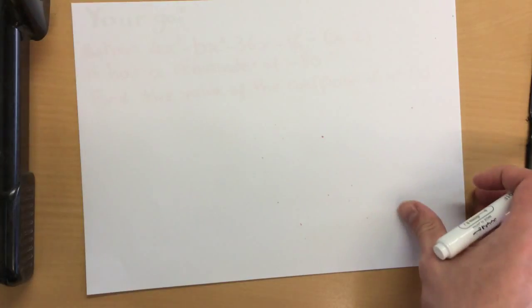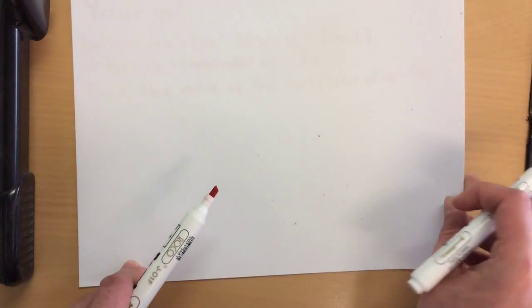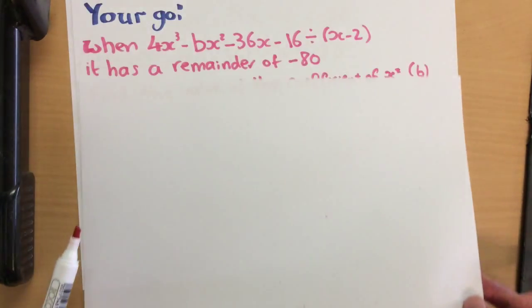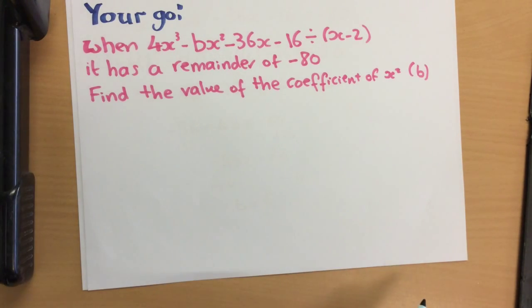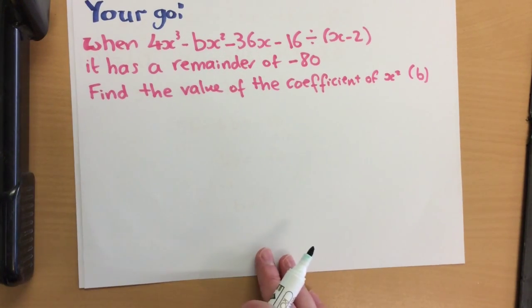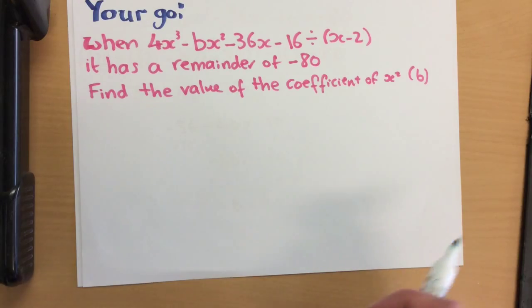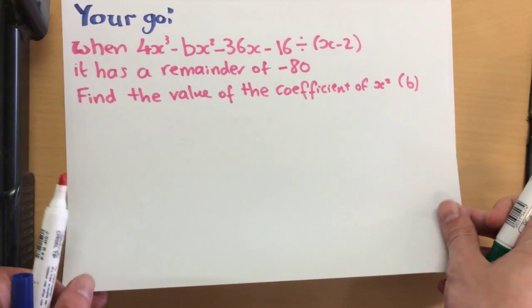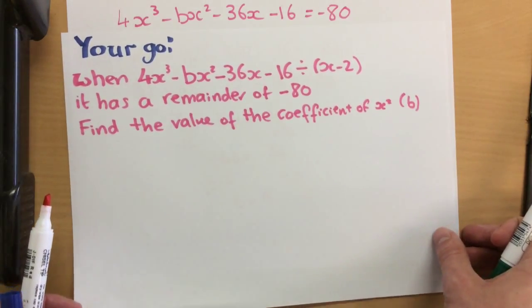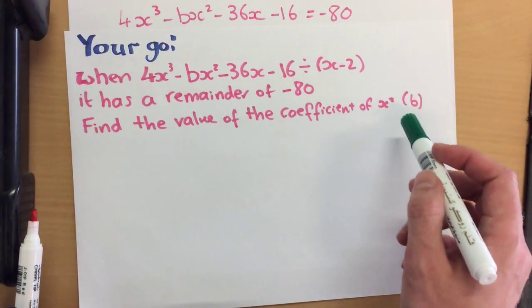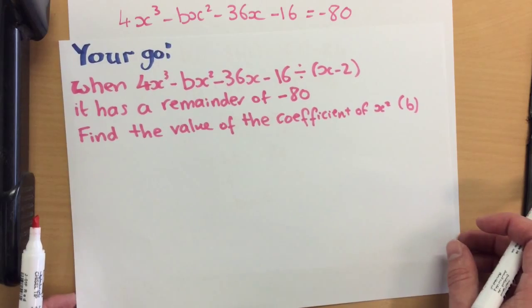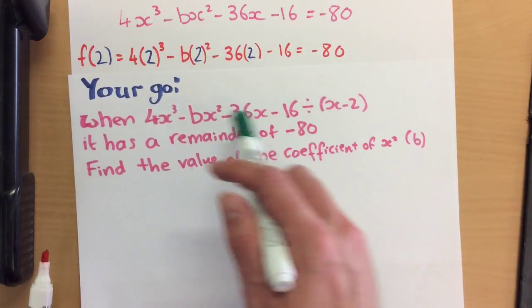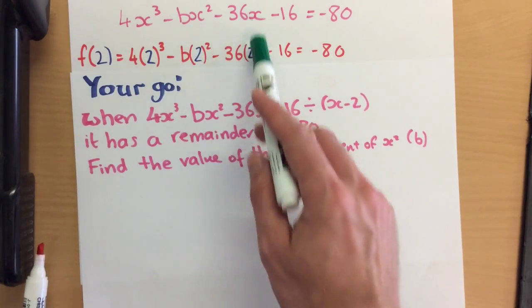Here's one for you to have a go at. So your go is going to be, move the page, this question here. Give it a go, pause it, come back to me and see if you're right. So step by step, let's go through this. First you set up your equation equaling our remainder, negative 80. Then substitute in where x is 2. So replace all the x's with 2's.